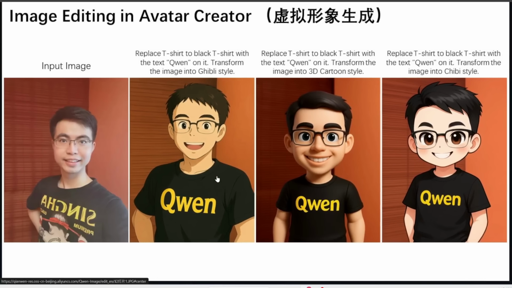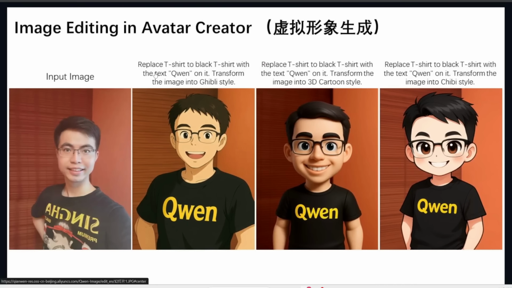Or here's another example. You can also generate the back view of this crow like this, or this lion like this. And of course, this is really good at micro-editing certain features. For example, we can replace this design on his t-shirt with the text Qwen, and then we can turn this into Ghibli style, or 3D cartoon style, or chibi style. And note that you can do all of this with just a text prompt. So you don't need to do any like manual brushing or editing.